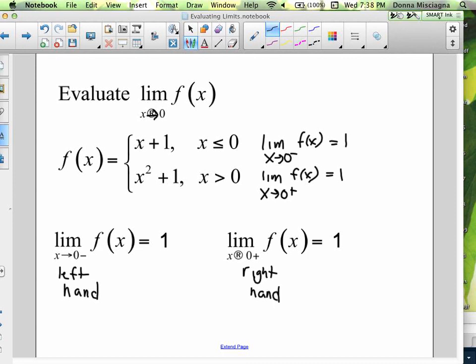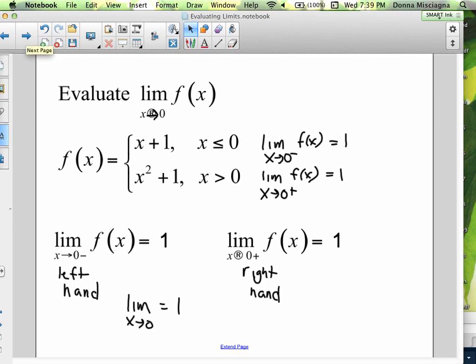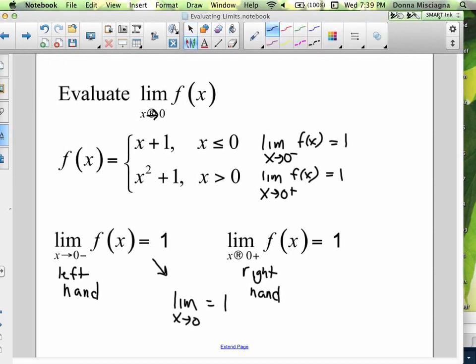So in this case, the limit as x approaches 0 is equal to 1, because both of our one-sided limits, the right-hand and the left-hand limits, were 1. The limit as x approaches 0 is equal to 1 because we have the same value from the left as we do from the right. We're approaching the exact same value. So here, all you have to do is substitute, and you get the same thing coming from the left and the right. All there is to it.